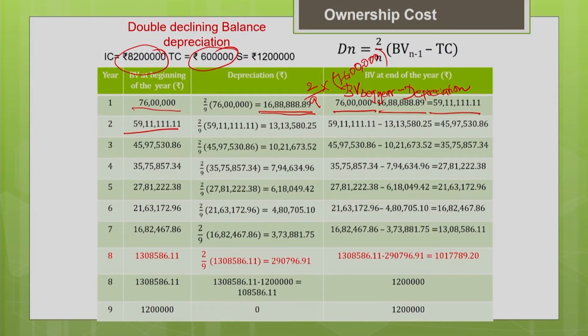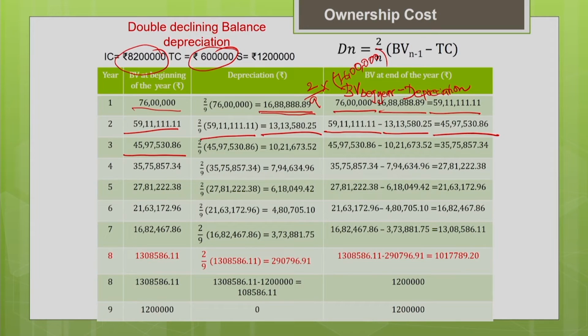Now, in the same way you calculate the depreciation: 2 by 9 multiplied by the book value will give the depreciation. Once you know the depreciation, again calculate the book value at the end of the year. It is nothing but the book value at the beginning of the year minus the depreciation. Now, the book value at the end of this year becomes the book value at the beginning of the next year, the third year. The same way you calculate the depreciation for all the years.